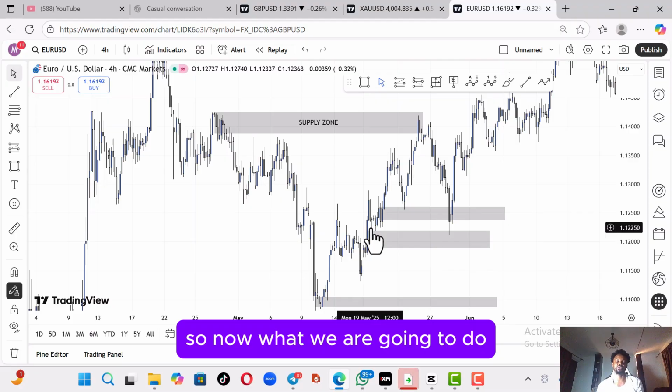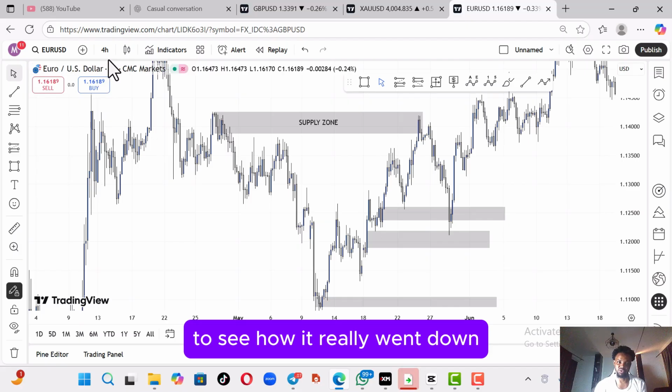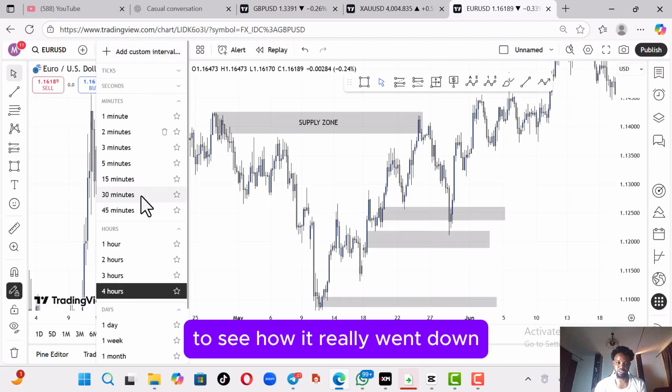So now we've marked this zone. We are going to go on the lower time frame to see how it really went down.